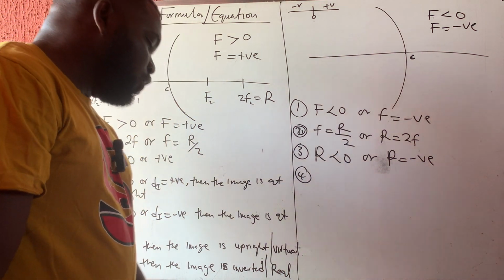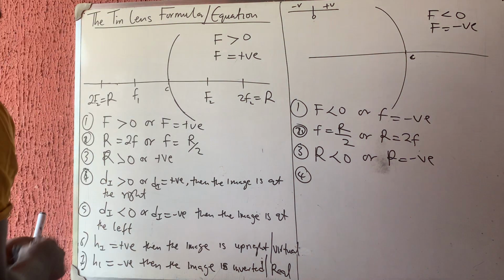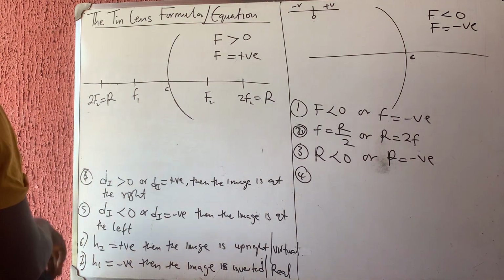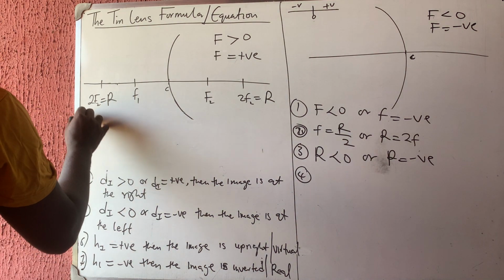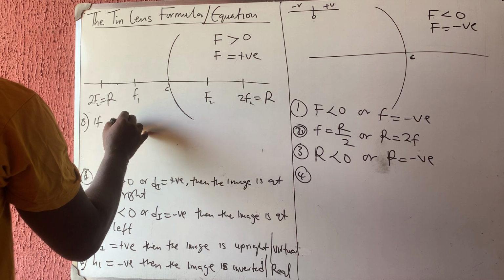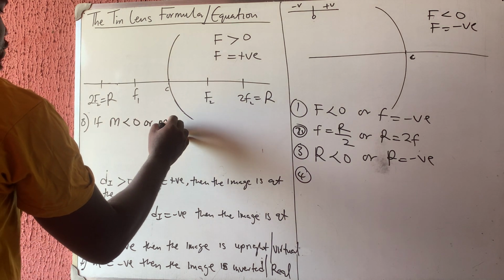So another thing you need to know is magnification. Permit me to clean the ones I've written before. So let me clean from here. So the next thing you need to know is the magnification, number 8. Now, if the magnification is less than 0, that is negative. Or you say that the magnification is negative.